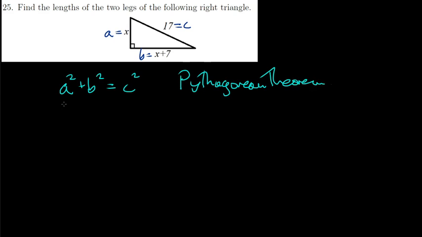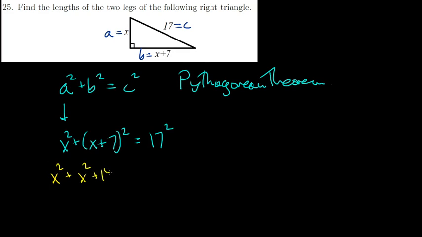So replace a with x, so you just get x squared. Replace b with x plus 7. And don't forget you have to square that. And replace c with just the number 17. So multiplying this out now, you're just going to get x squared plus 14x plus 49 equals 17 squared, 289.